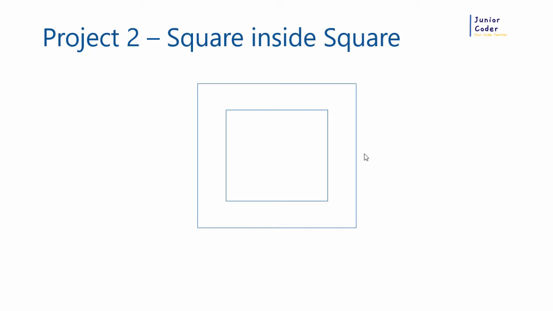Now, after we have finished the second project, which is a square inside square, let us move on to the third project. Now, project 3 will be a circle with loops. This is the third project which we are going to make. Now, let us see how to make this in the code.org website.